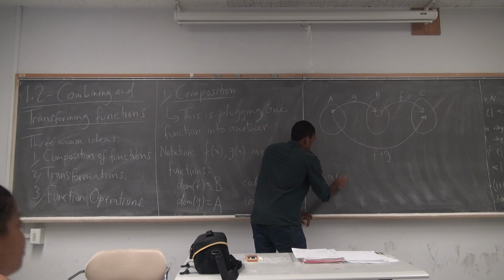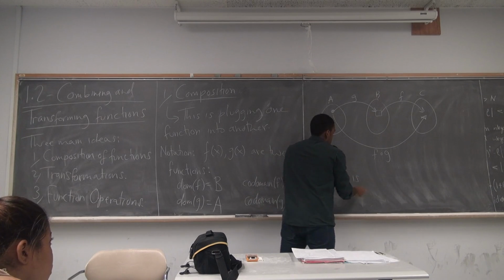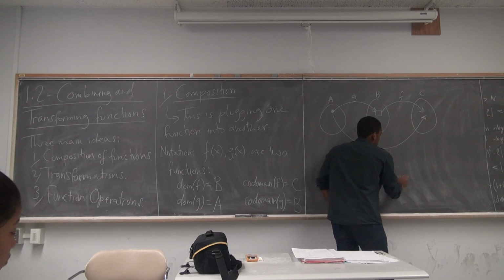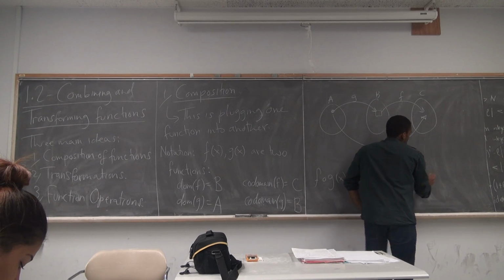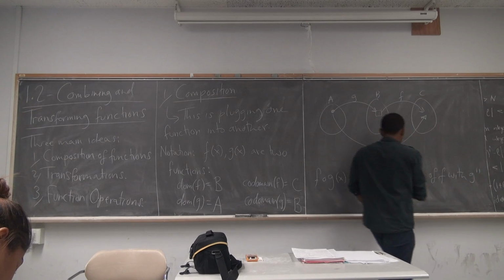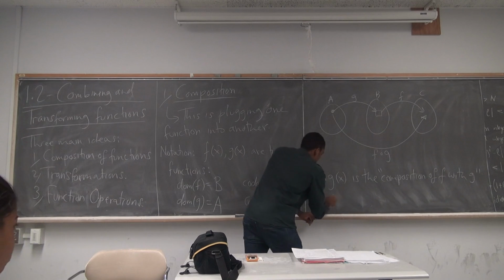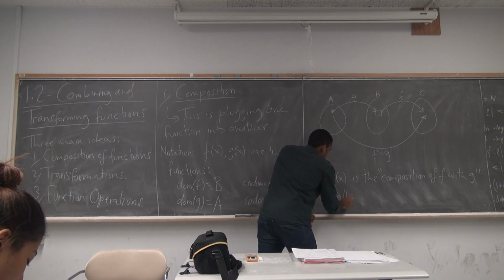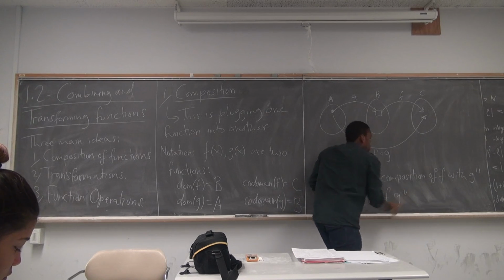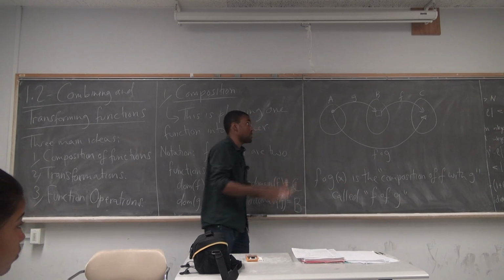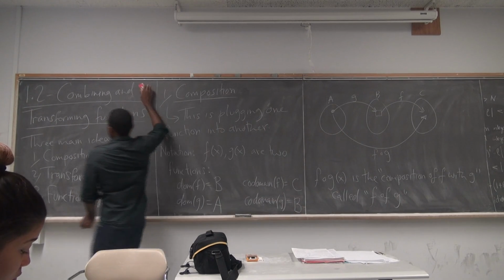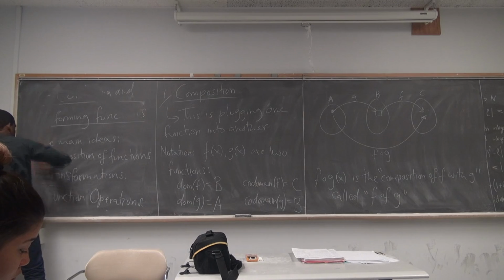F of g of x is the composition of f with g. That's what I call it. It's called f of g. Right, so if you hear me refer to f of g, I'm talking about this guy. And basically its definition is the following.